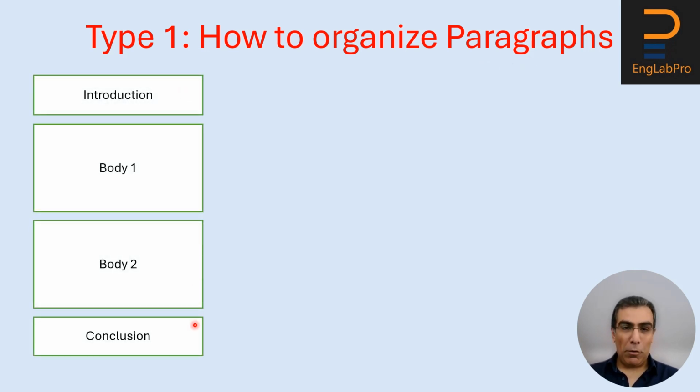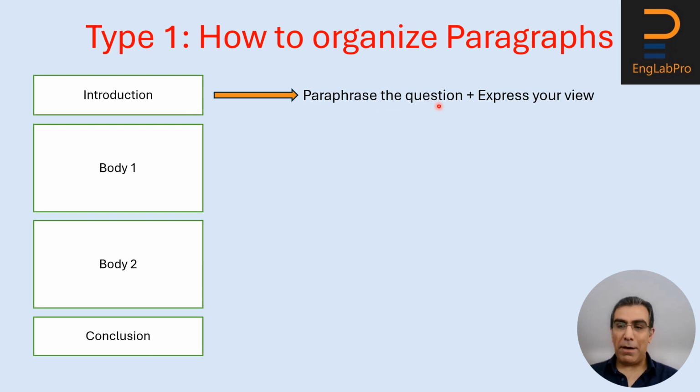Now let's talk about the way that the paragraphs in this type of writing should be organized so that you can get 6. Well, you should write 4 paragraphs, 1 introduction, 2 body paragraphs, or some people call them central paragraphs, and 1 conclusion. Well, in the introduction, you should paraphrase the question. By paraphrasing the question, I mean you should reword the question with synonyms, antonyms, and a new grammar. You should state the idea that is in the premise of the question, and then you should express your view, whether you agree or disagree with that.